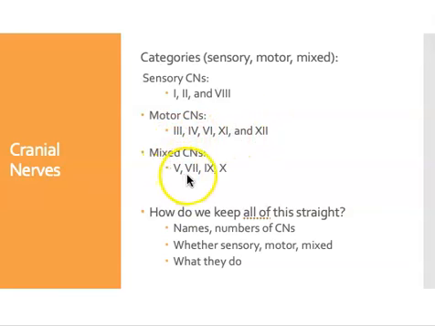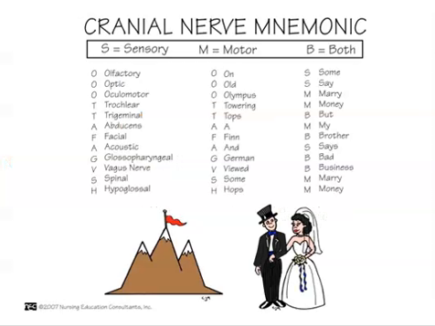Cranial nerves 5, 7, 9, and 10 are mixed. Right about now, you might be asking yourself, how in the world do people keep all of this straight? How do people recall not just the names and the numbers of the cranial nerves, but also whether they're sensory, motor, or mixed, and what they do? And the answer is, we use a lot of tricks.